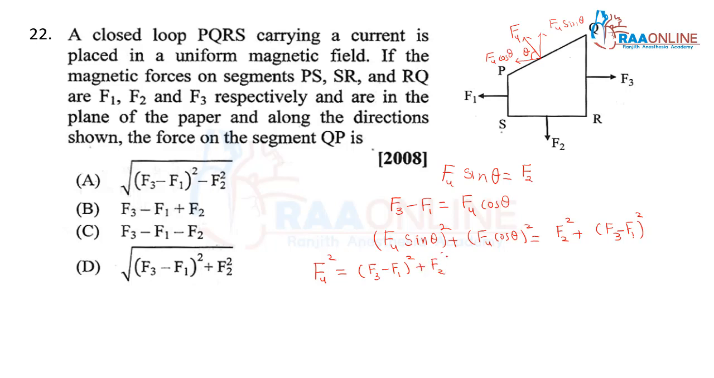So now it is easy to calculate F4. F4 is the square root of (F3 minus F1) squared plus F2 squared. So we are going with D.